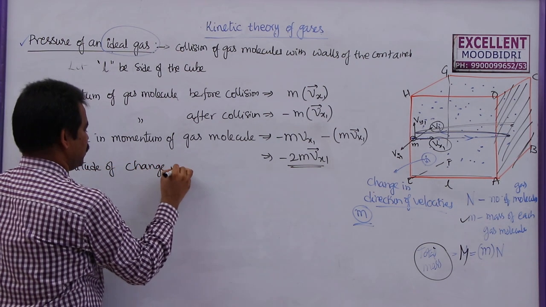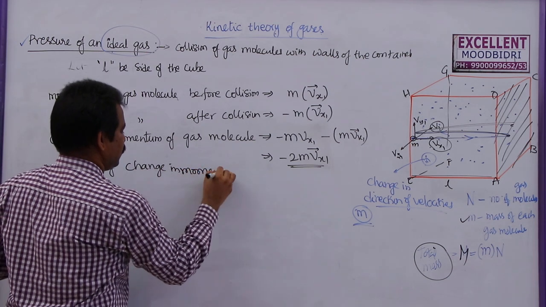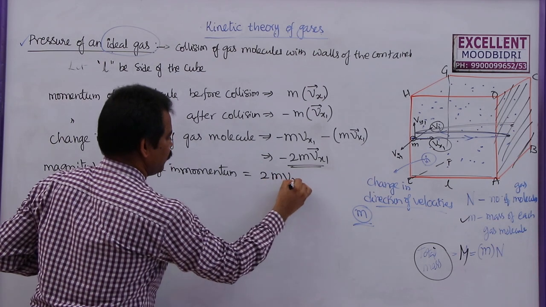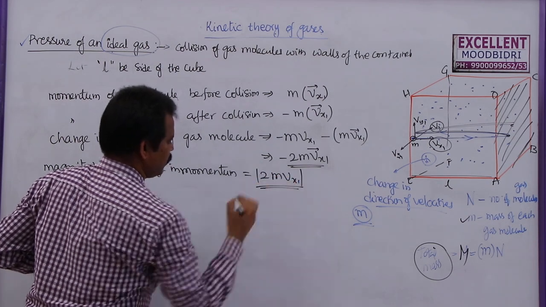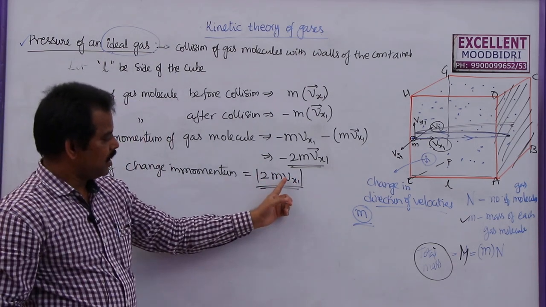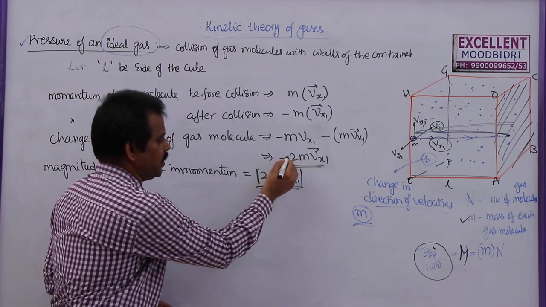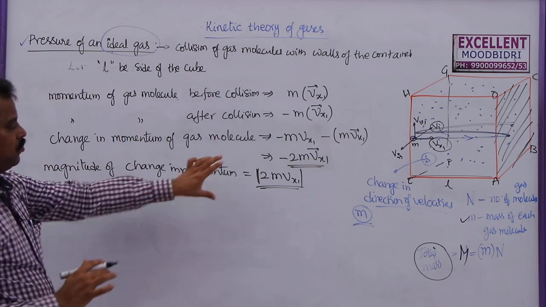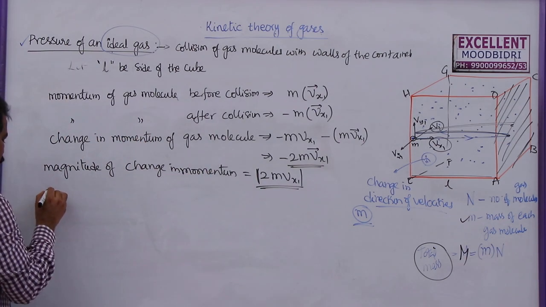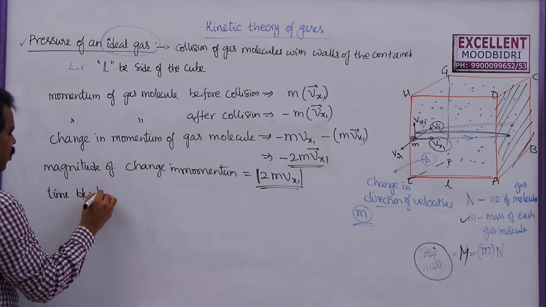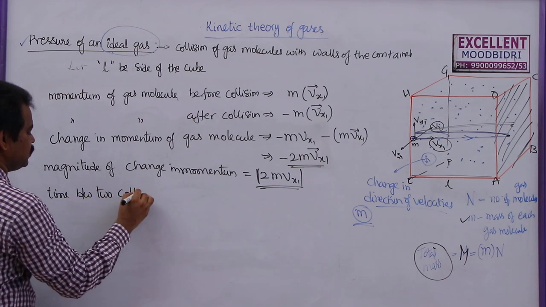So the magnitude of change in momentum is given by 2m vx1. That is twice the mass times the speed of the particle, in mod. Mod means I am not considering the minus sign, I am not considering the vector. I am taking only the speed. Now, what is the time between two collisions with the wall?